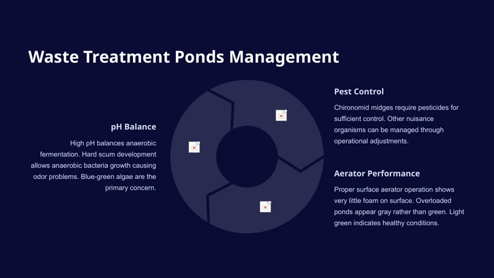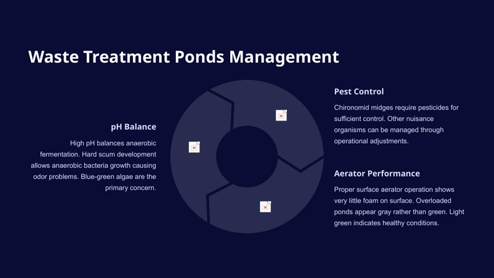Let's talk about waste treatment ponds management. First, the pH balance is crucial. When it gets too high, it can lead to anaerobic fermentation, which is not ideal. You might notice hard scum forming on the surface. That's a sign that anaerobic bacteria are thriving, and this often causes unpleasant odors. One of the main concerns with high pH levels is the development of blue-green algae, which can be problematic for water quality. Moving on to pest control, specifically chironomid midges.